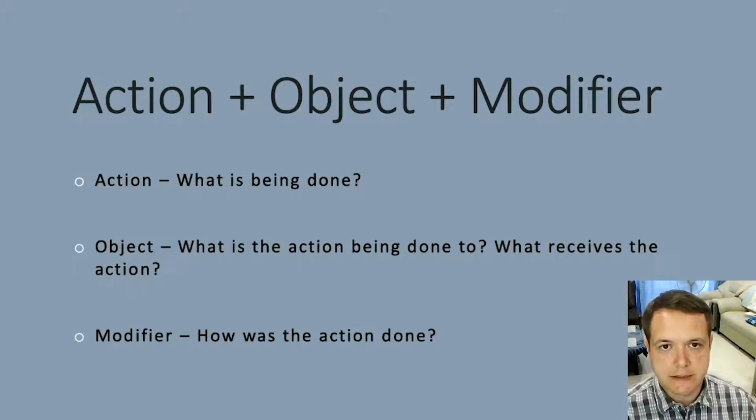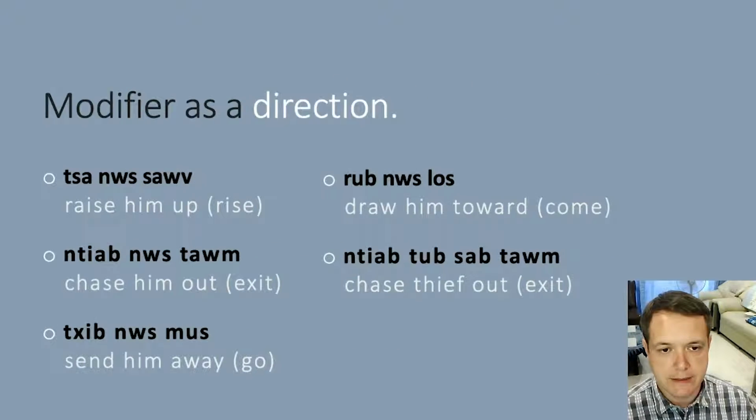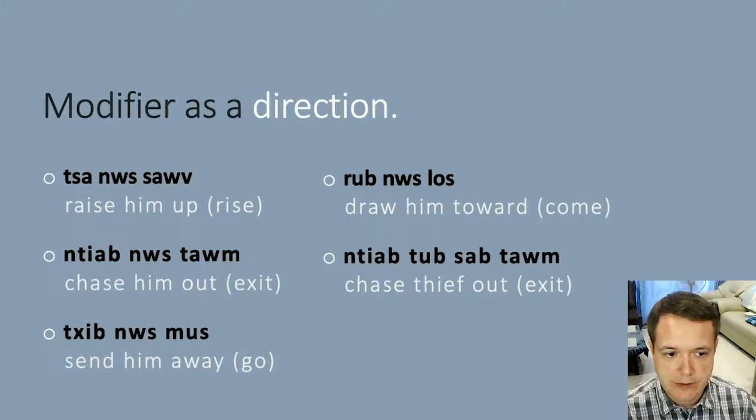So let's take a look at some examples in context. Now, I have done a video on this modifier as a direction, so that final word is a direction, but since it's very common, let's just go over it briefly here too. So we have some examples. Ja nu shao, raise him up, or literally raise him, rise. Dia nu ta, chase him out, or literally chase him, exit.